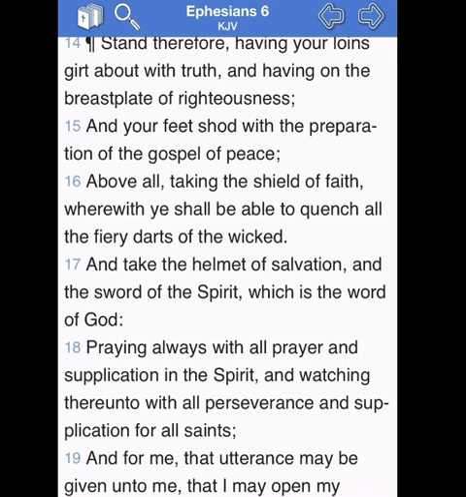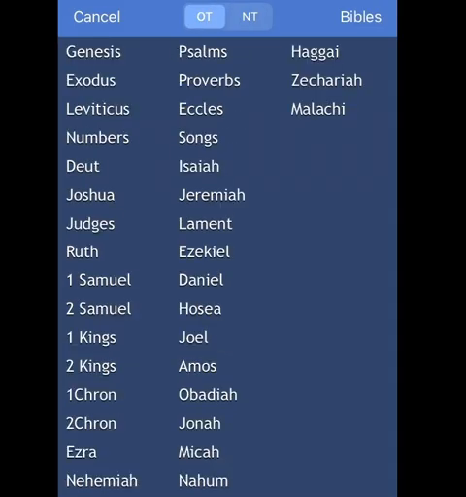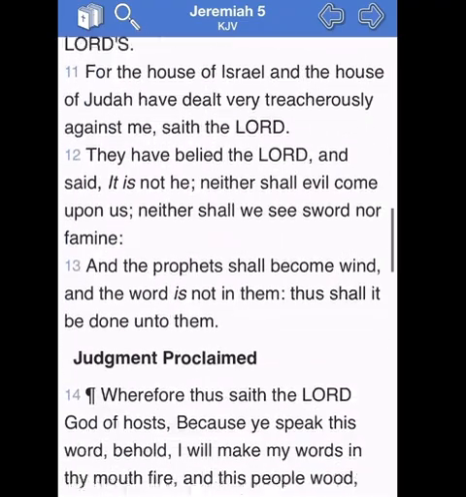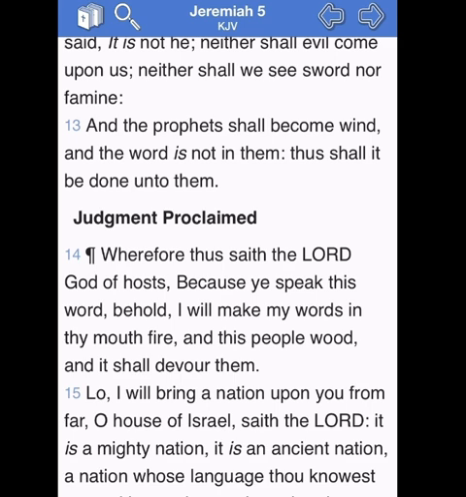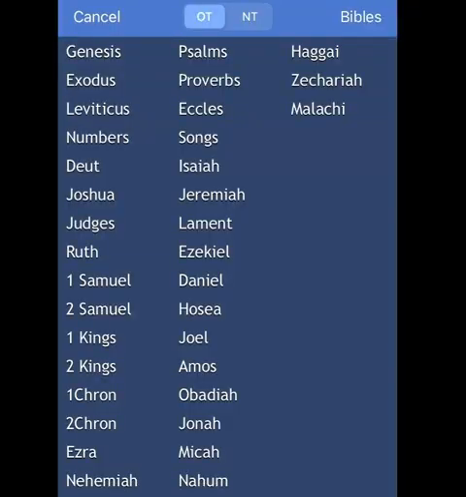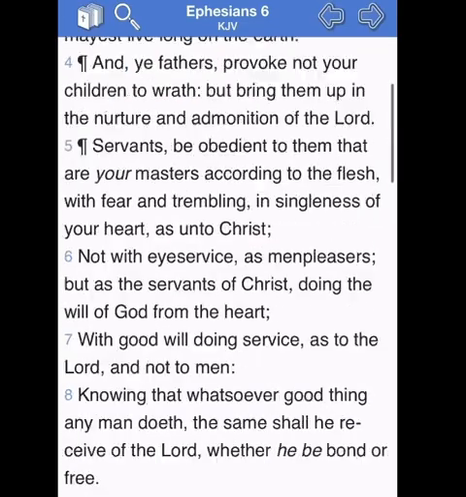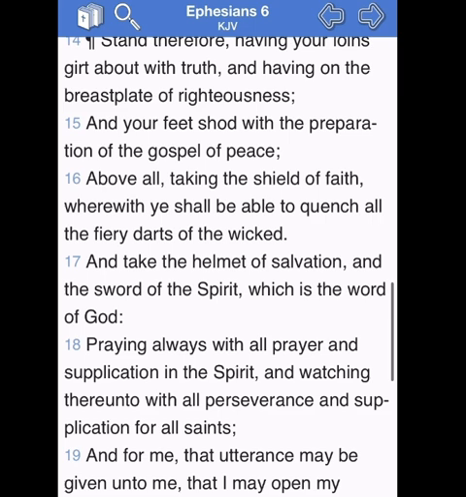The sword of the Spirit is the scriptures, because he speaks this word. I'm going to get that real fast. This is Jeremiah chapter 5, and we'll get verse 14, and it says, "Wherefore thus saith the Lord God of hosts, because ye speak this word, behold, I will make my words in thy mouth fire, and this people wood, and it shall devour them." Hey, that's power. Again, going back to Ephesians chapter 6, in verse 17, it says, "And take the helmet of salvation and the sword of the Spirit, which is the word of the Most High."